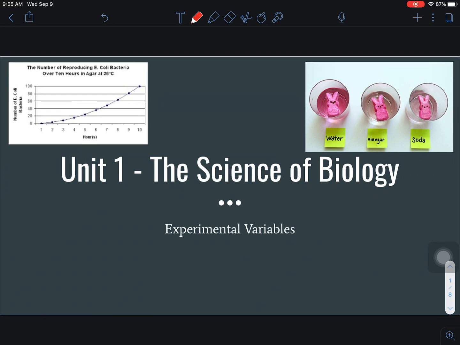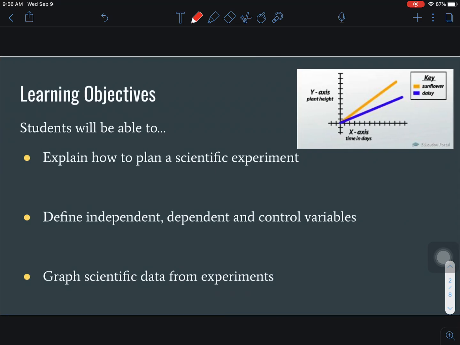So let's get started. This is the first part of our biology unit, and it's going to be talking about how we actually determine things in biology or in science, what experiments are, what's a good experiment and what's a valid experiment. When we're done, we'll know how to plan a scientific experiment, not just a random experiment, but a scientific experiment. We're going to know the differences between independent, dependent, and control variables, and we're going to know how to graph data appropriately.